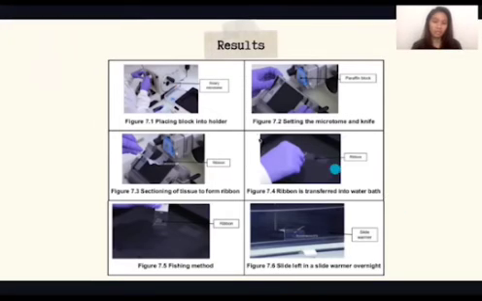These are the results. The block is put in the holder and sectioned using the microtome, forming a ribbon, and the ribbon is transferred into the water bath. Then the fishing method is used to pick up the tissue onto the slide, and the slide is warmed overnight.